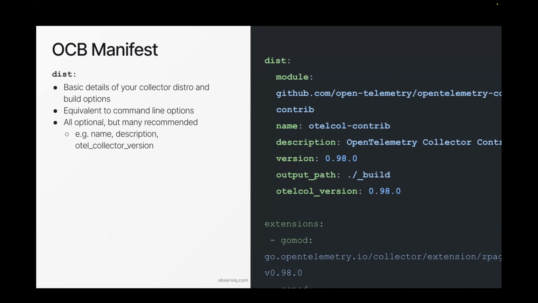One is the distribution details. And all of these are details associated with a collector. So simple things like the name, description, version, where you want that build to go, the OpenTelemetry collector that you're basing this off of. All of these are actually optional, but highly recommend including most of them. They also all happen to map to command line options you can pass to OCB right when you run it from the command line. But this would be the normal way, the typical way that you'd run it. Build a manifest. This is your distribution.